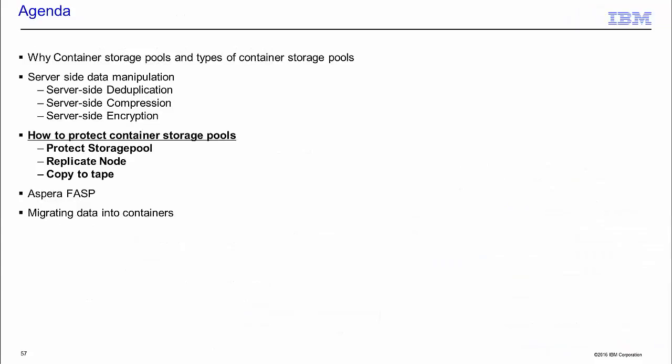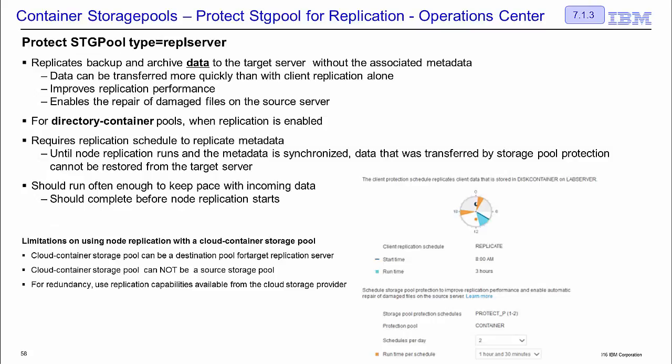Let's take a look at how to protect the container storage pools. I'm going to talk about the new Protect Storage Pool command, replicate node, and copy to tape. So with container storage pools, the best way to protect the data is through replication of that data from one Spectrum Protect server to another. For traditional legacy storage pools, we use the replicate node command to do this. And that will basically replicate the backup and archive data from the primary server over to the target server.